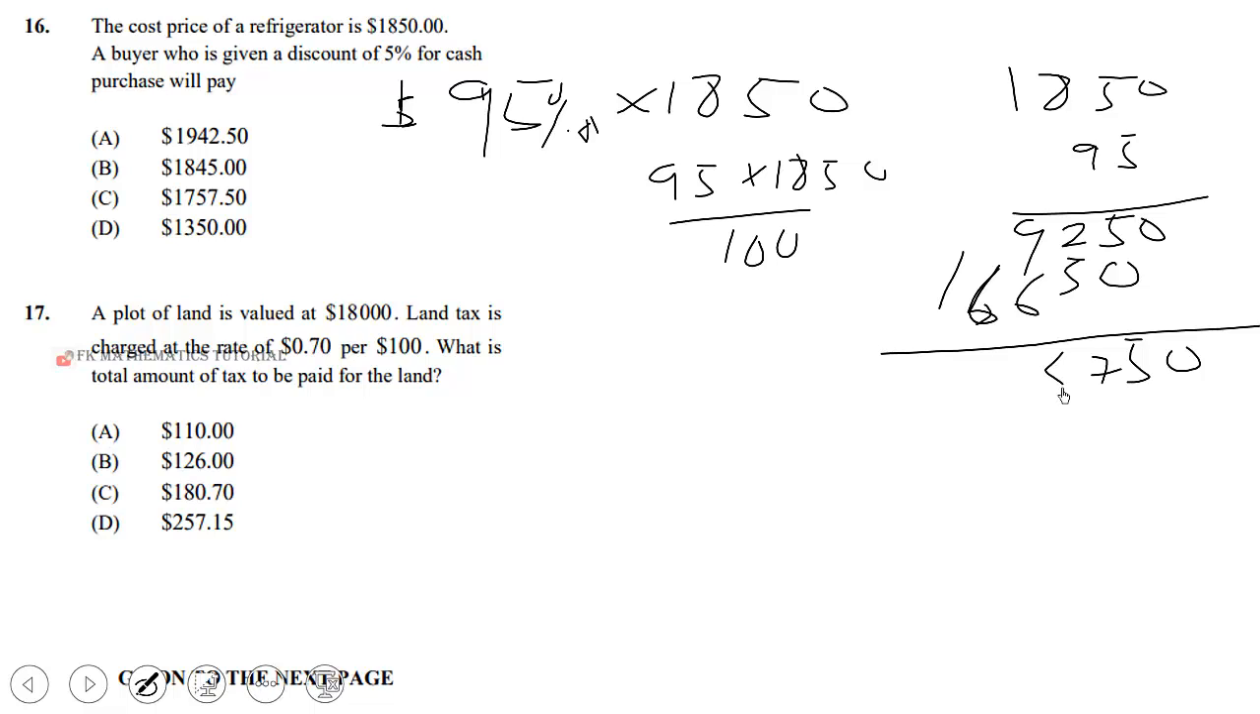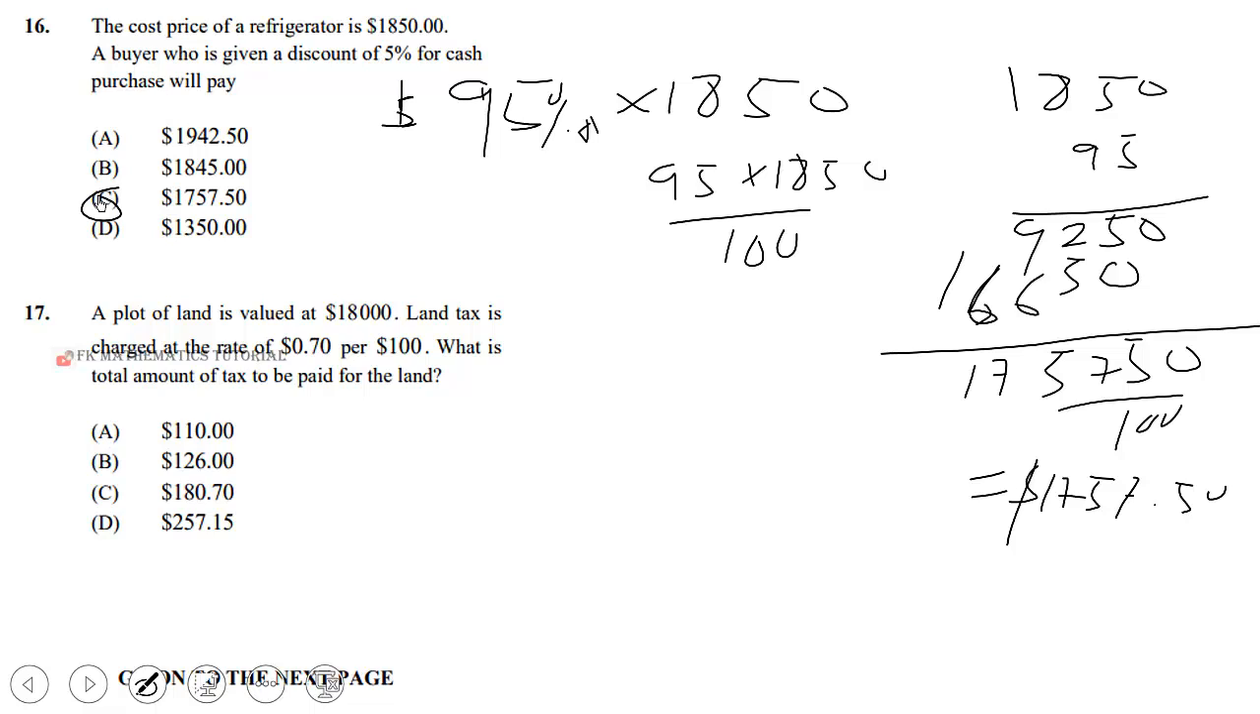So this will give you 15, 5, carry 1, then plus 16 will be 17. So we have 17, 5 divided by 100. That will be equal to $1757.50. So, 1757.50.